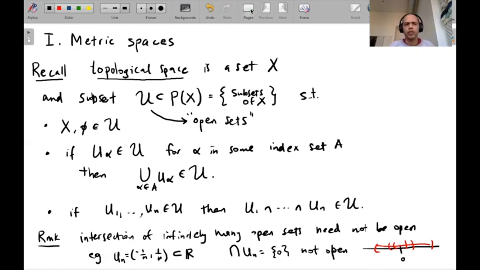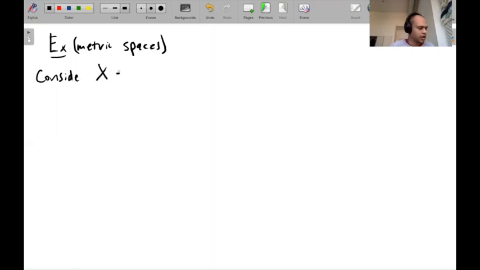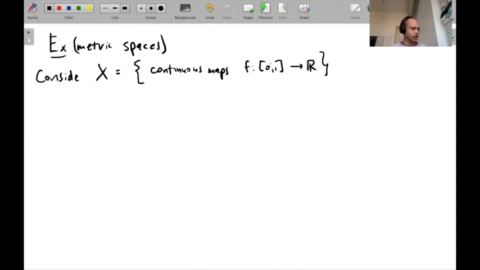Okay, right, so the main example of a topological space that I want to discuss here is metric spaces. And I'm going to introduce them with a specific example. So let's consider X, the set of continuous maps from the interval 0, 1 to the real numbers. So real valued functions on the interval 0 to 1.